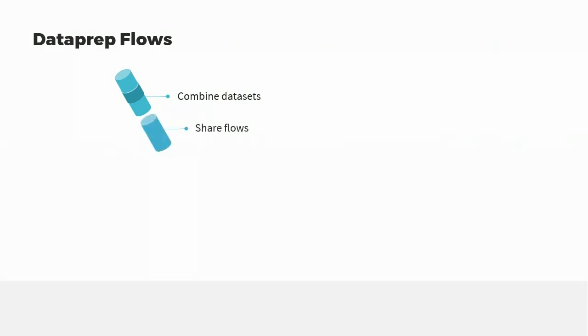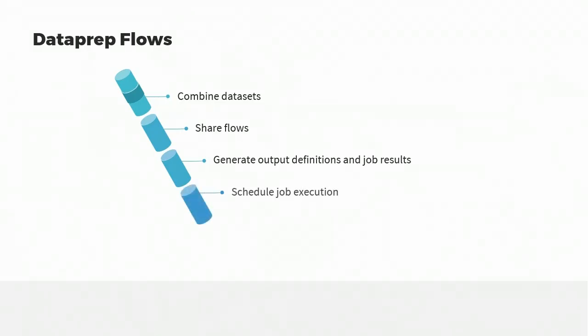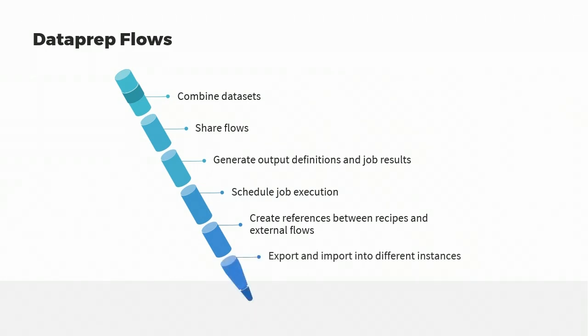It allows us to share flows with other users. So it creates output definitions and generates job results for them, and that's very useful for this. It can also handle scheduling the execution of our jobs, as well as working with references between recipes and external flows. Recipes are the drag and drop step-by-step instructions so that we can explore, clean, and transform a data set. So we can create references between our recipes in these external flows. And it also allows us to export and import into different instances of Data Prep. And so this is the idea of what Data Prep does with flows.